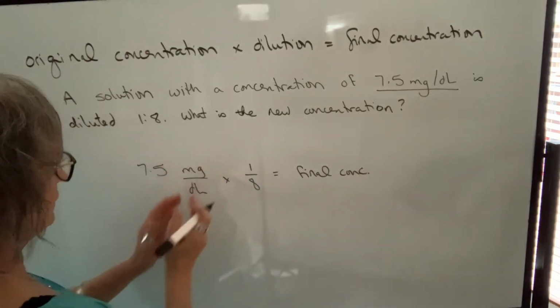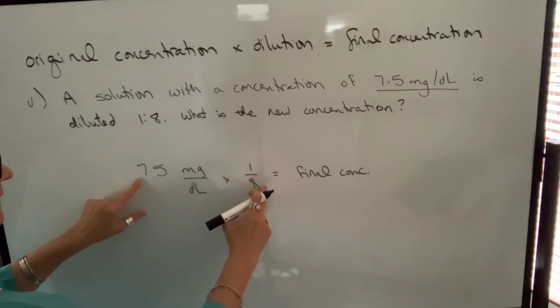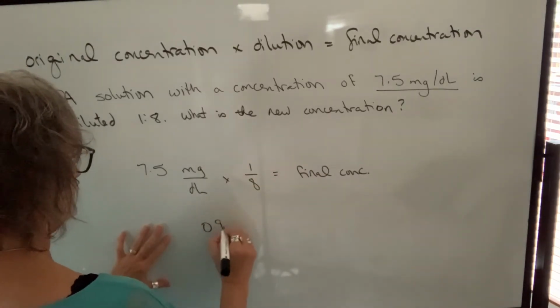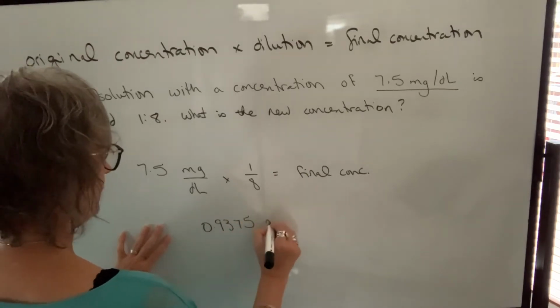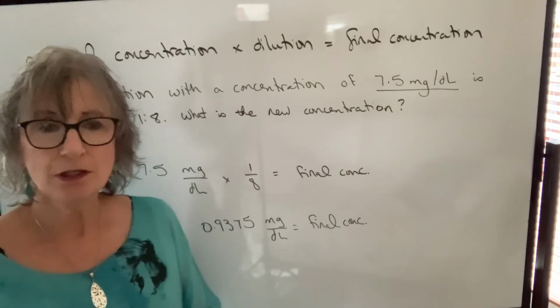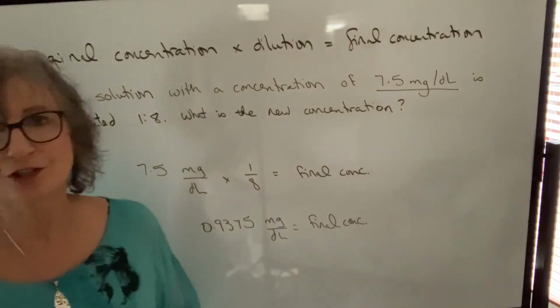I'm going to leave this unit as is. I'm going to take 7.5 multiplied by 1/8, which will be 7.5 divided by 8, which is 0.9375 milligrams per deciliter. So the new diluted solution will have this as a concentration.